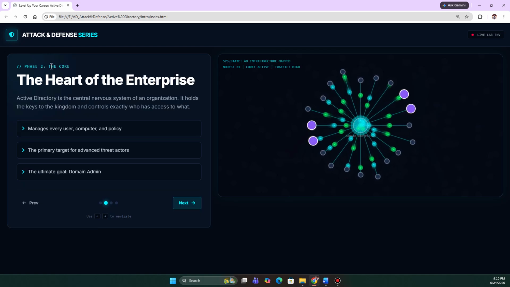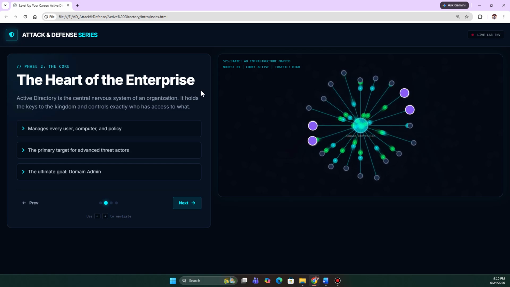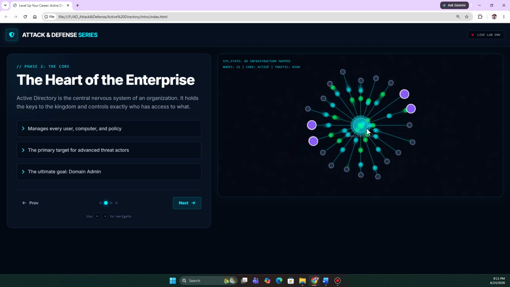So the second phase is the core, the heart of the enterprise. As I mentioned earlier, it is the beating heart of any organization, and it basically has control of each and everything in the environment. So to understand why this is such a highly valued skill, we have to look at what Active Directory actually does. Think of Active Directory as the central nervous system of an organization, what you see here. Okay, because it holds the keys of the kingdom.